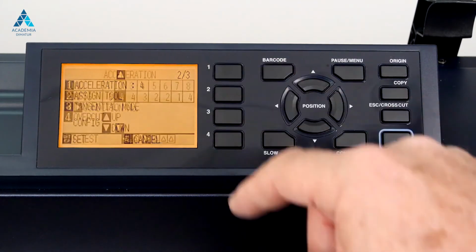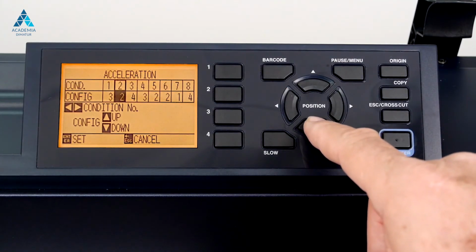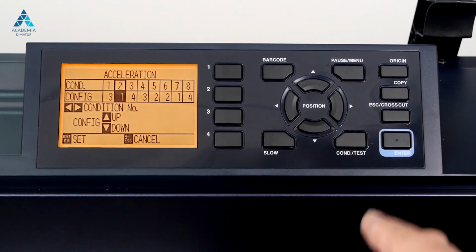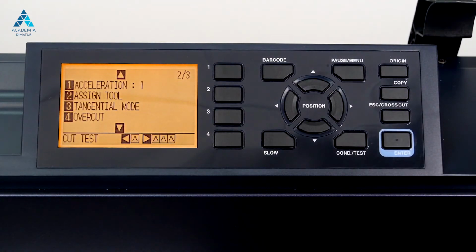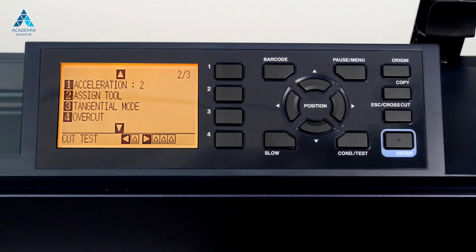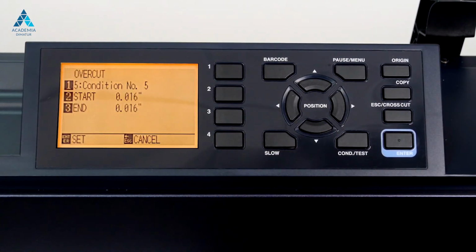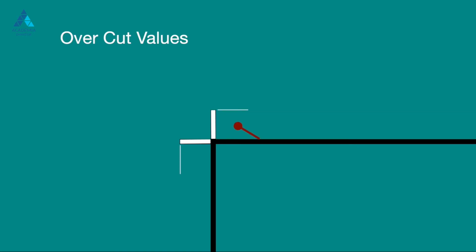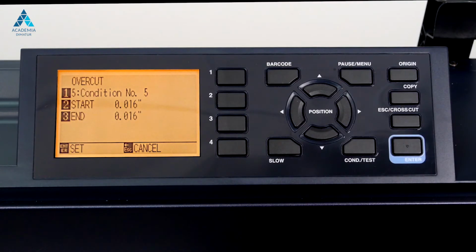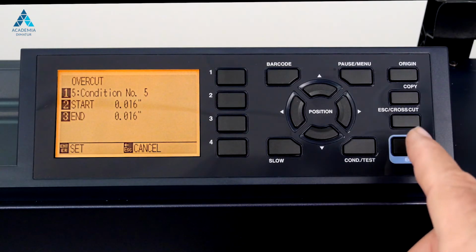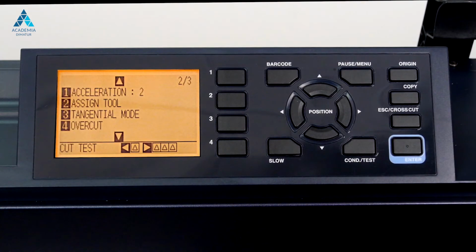The acceleration should also be adjusted to a slower value so that it won't accelerate around the corners too fast, causing the corners to lift or be damaged. The next option is the overcut value. This option goes hand in hand with the tangential mode in that it allows the distance of the overcut to be adjusted. The overcut value is generally not needed for thinner materials, so we won't adjust them. But if you ever find during cutting that the start and end points are not meeting due to media stretching, you should try to extend the overcut values to alleviate this issue.